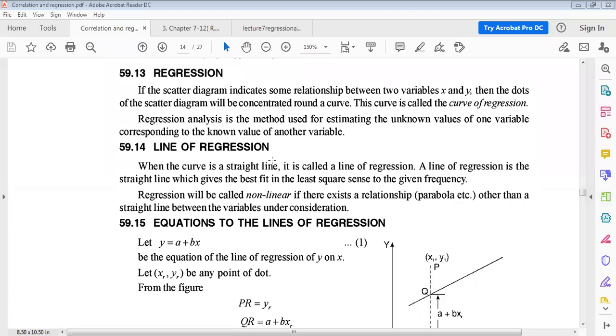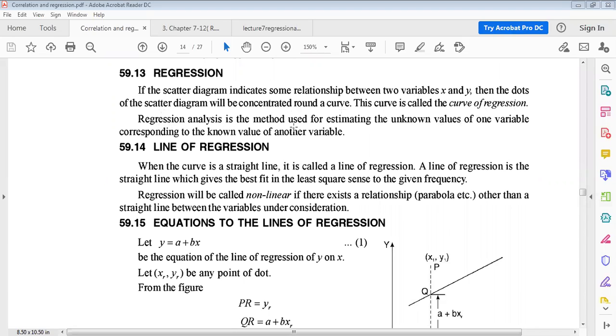So actually, what is the regression? If the scatter diagram indicates some relationship between two variables x and y, then the dots of the scatter diagram will be concentrated around a curve, and the curve is called the curve of regression. In the previous slide we saw there are different dots and they make a curve. So this is called the curve of regression.